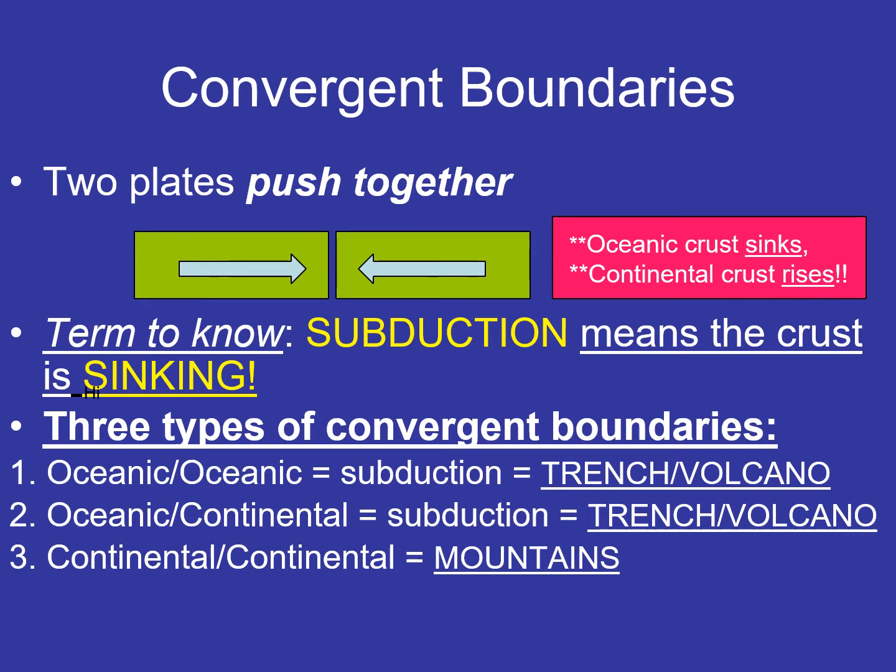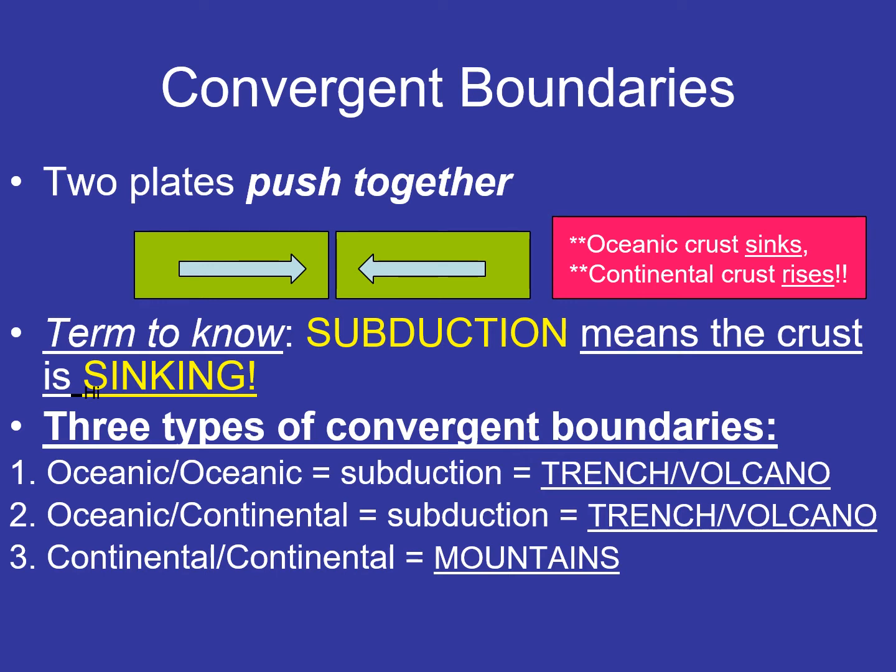And finally, we have continental plates and continental plates meeting. These are going to be closer in density than an oceanic and a continental. So what's going to happen when they collide is they're going to collide and they're going to move up. Nothing's going to sink, and that's going to form our mountains and our mountain chains.